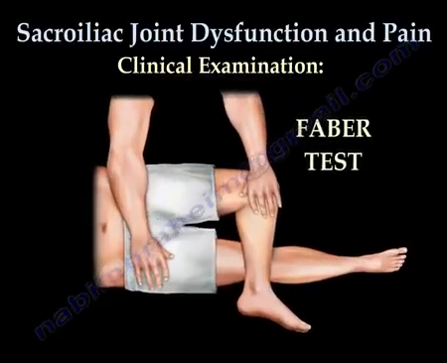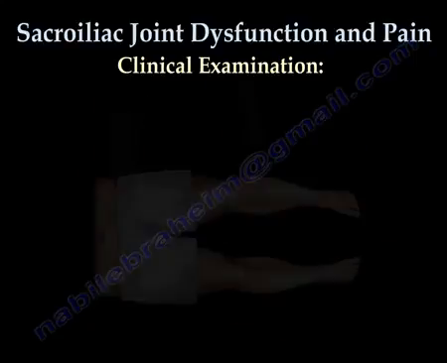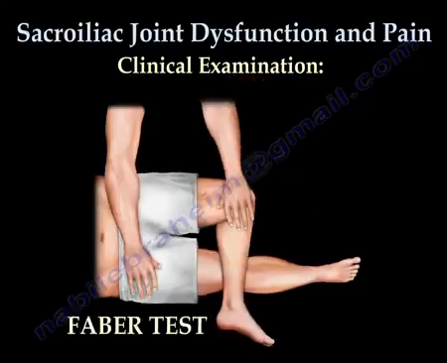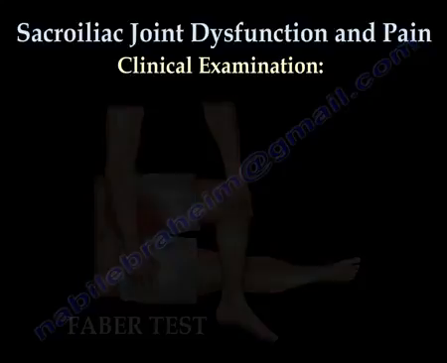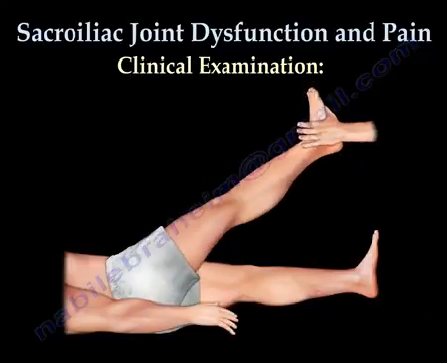The FABER test is helpful in determining the presence of SI joint problems. The purpose of this test is to stretch the SI joint in order to reproduce pain. Press down gently but firmly on the flexed knee and the opposite anterior superior iliac crest. Pain in the sacroiliac area indicates a problem with the sacroiliac joints. The straight leg test is performed to determine whether a patient with low back pain has an underlying herniated disc. This test is not used to determine the presence of SI joint pain.